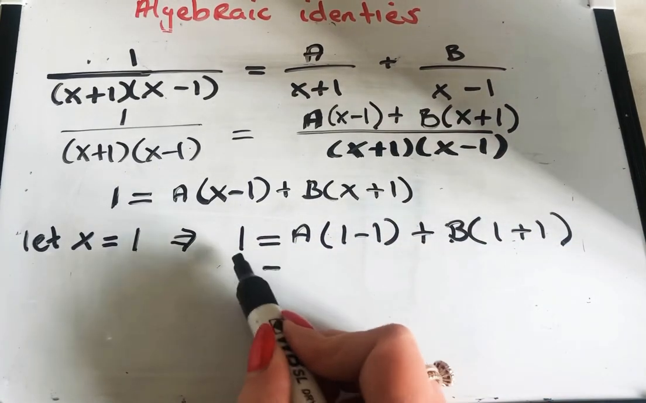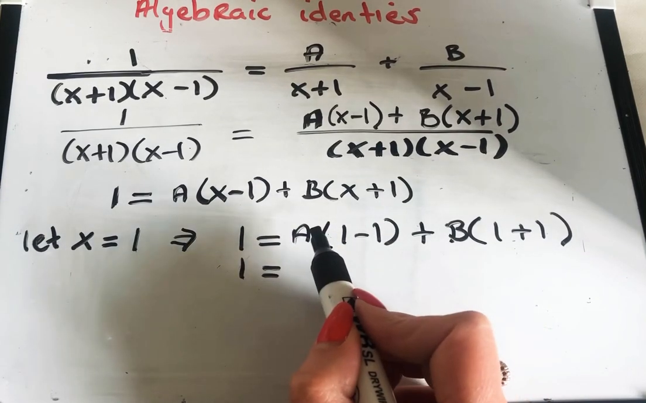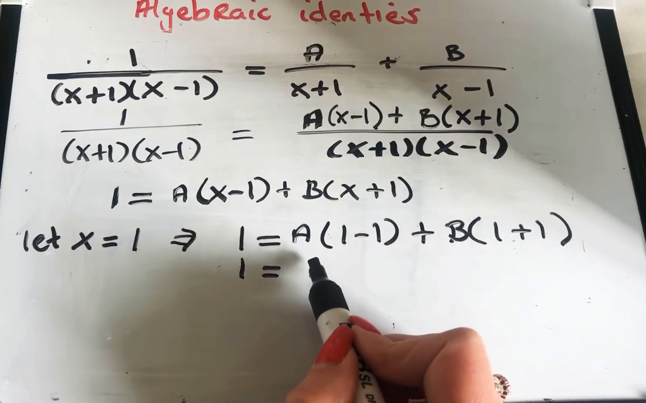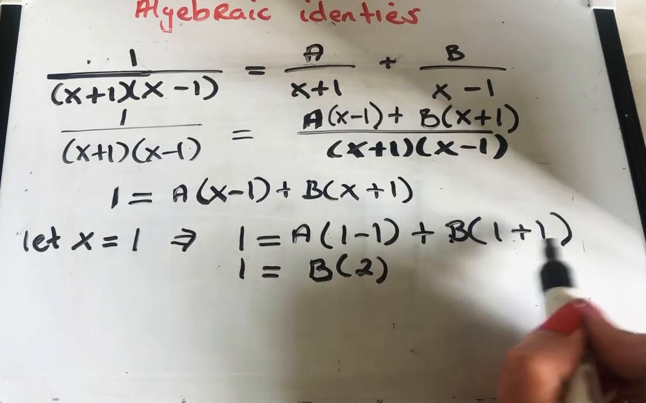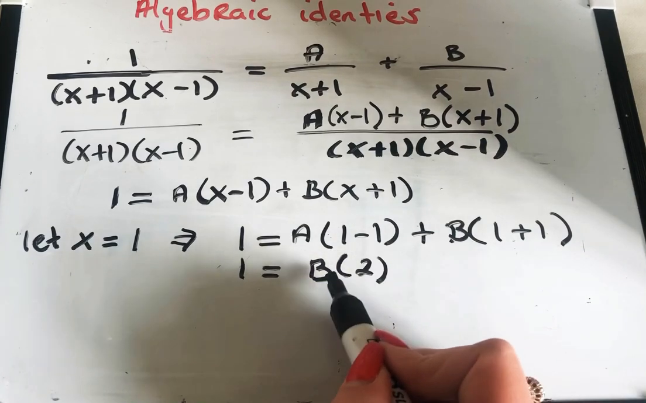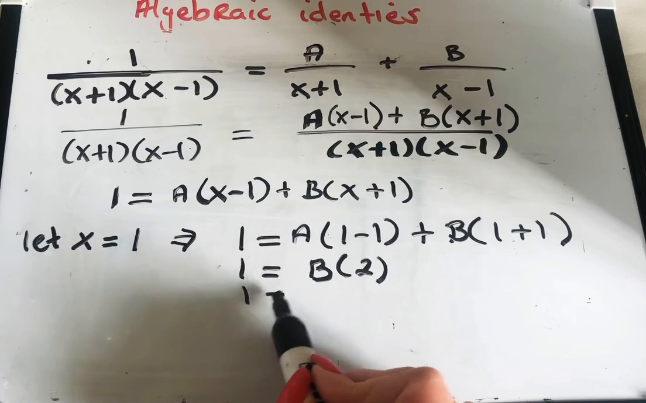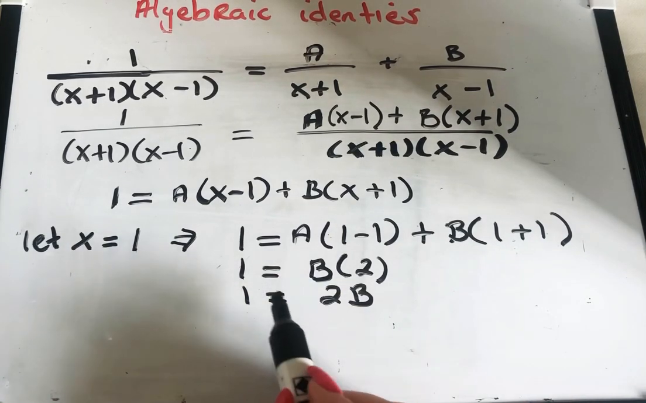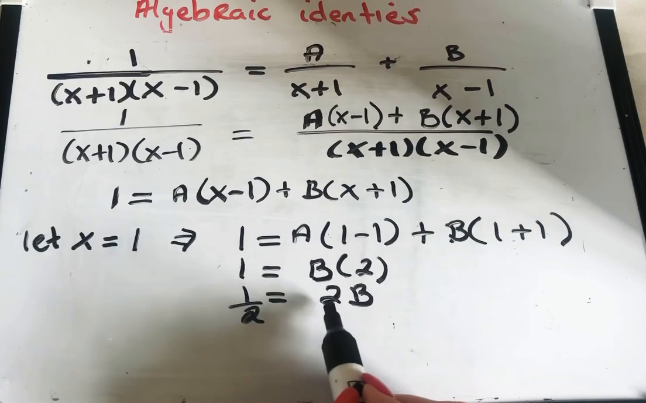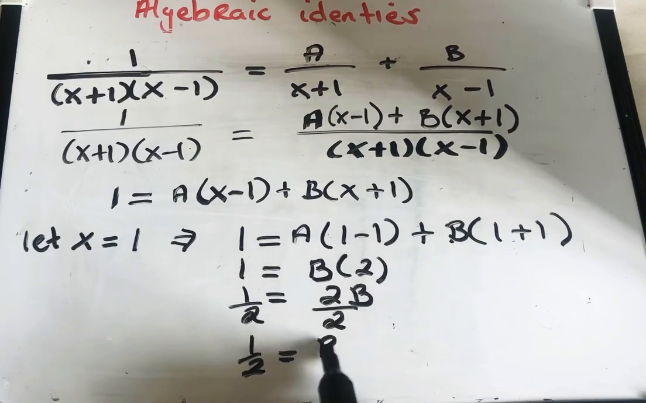So 1 is equal to, well, 1 minus 1 is 0 and 0 times a is 0. So we get b times 2. So 1 plus 1 is 2. But of course, we never see b2. We always see 2b. So we get 1 is equal to 2b. And then to get b on its own, we divide across by 2. So a half is equal to b.